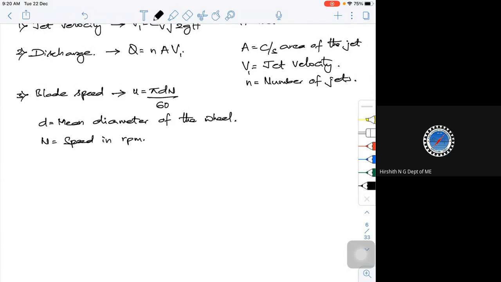You have to be very careful. Sometimes in some of the numericals, N will be given in RPS. So in that case, you should not divide by 60. If N is in RPM, I have to use pi DN by 60. If N is in RPS, I just simply use pi DN.